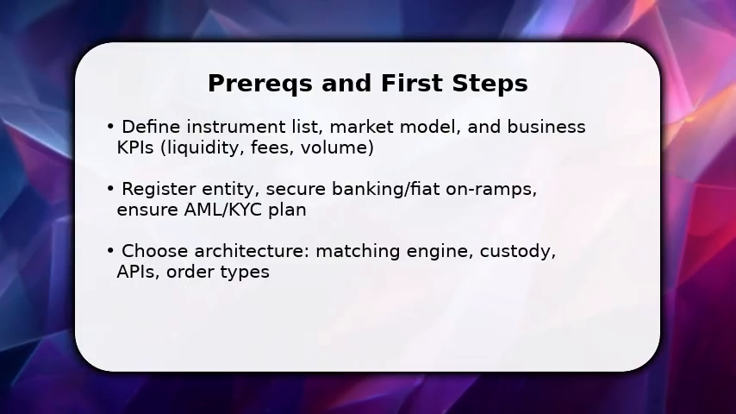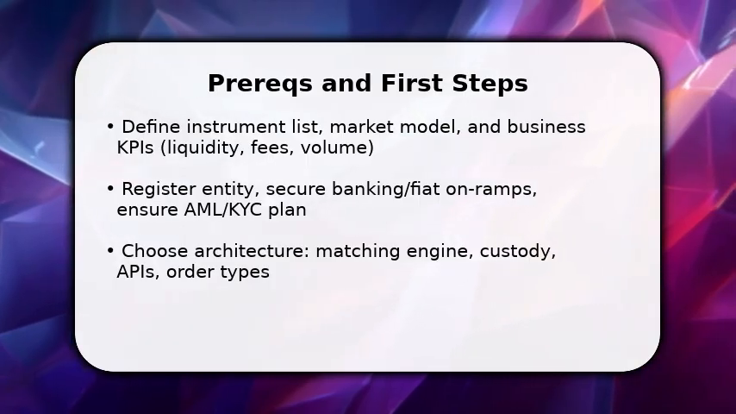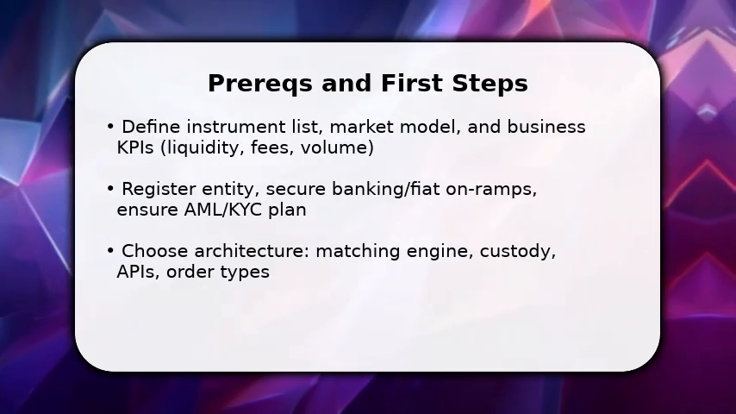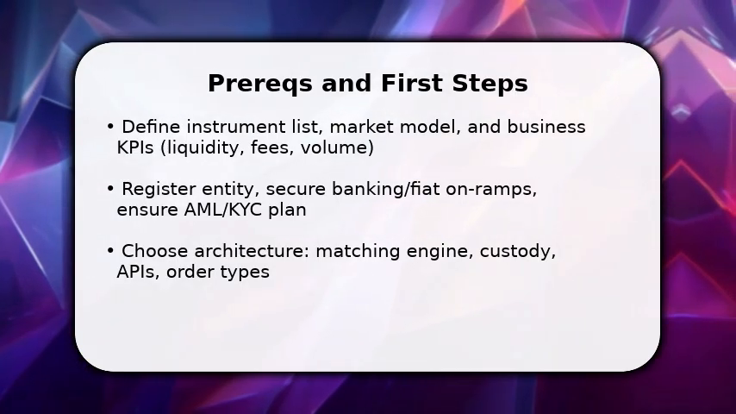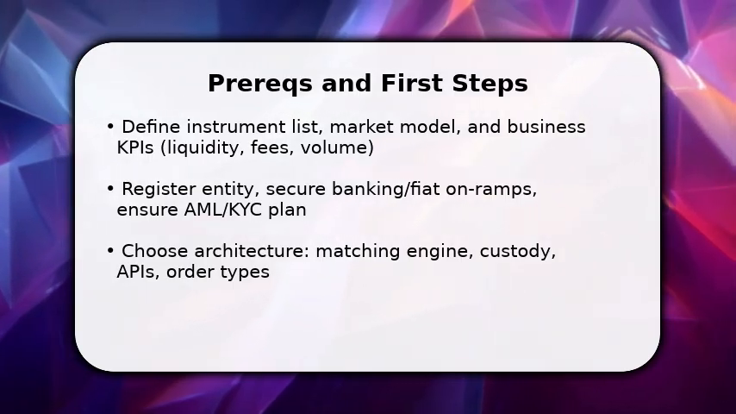You start by locking down prerequisites and the first actionable steps. Define which instruments you will list and the market model because that shapes latency and risk. Next, register your entity and secure banking and fiat on-ramps. You need AML/KYC processes to operate legally.